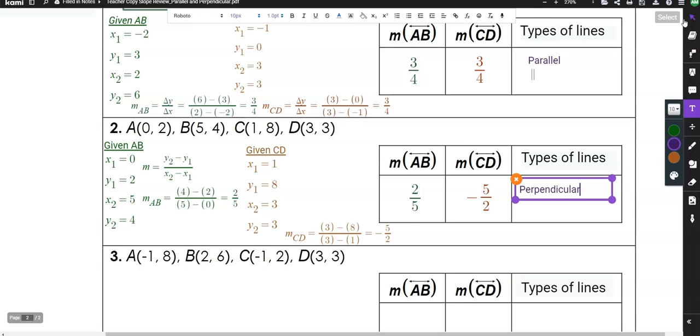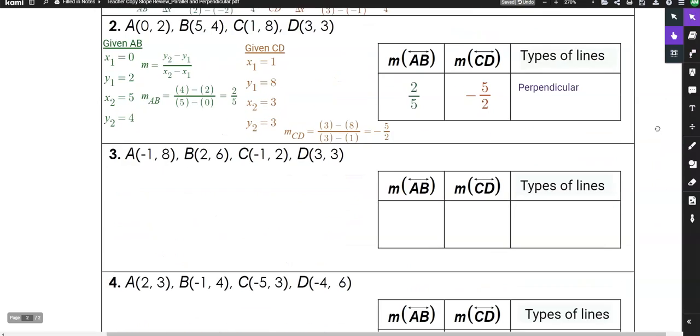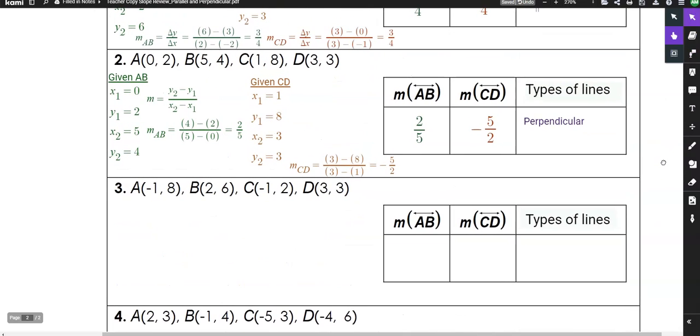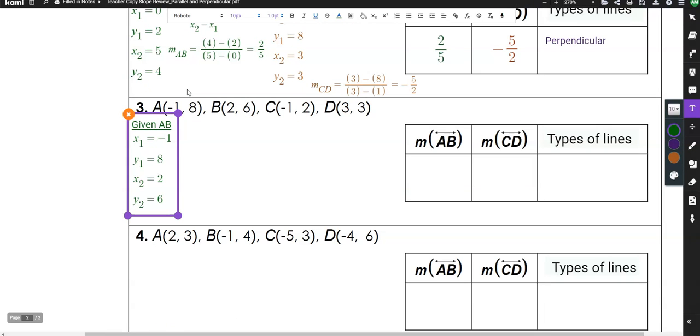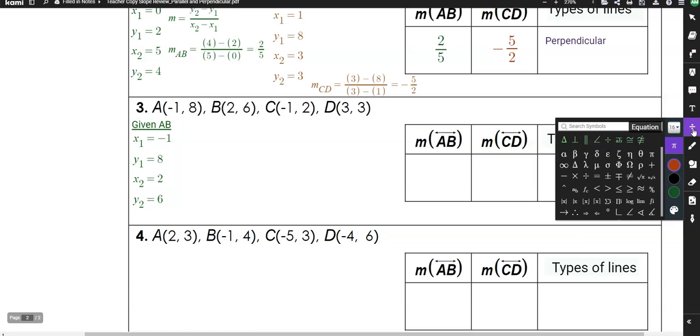All right, we're going to do number 3, and then we'll stop there. I'm not going to do number 4 as well, just one more. All right, you can see here I've gone ahead and listed my givens for segment AB. What I'm going to do now is go ahead and run that information through the formula.